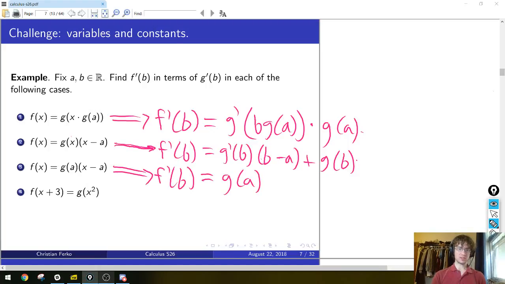So this is just, again, a slope. This is like f of x equals mx plus b. It just so happens that m is g of a, and b is negative a g of a. But we know that the derivative of a line with slope m is just m. So, good.